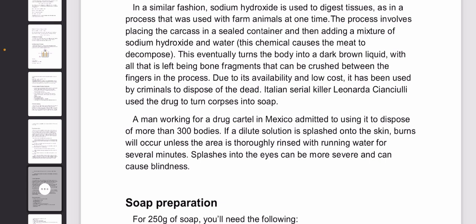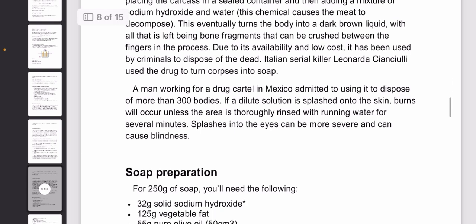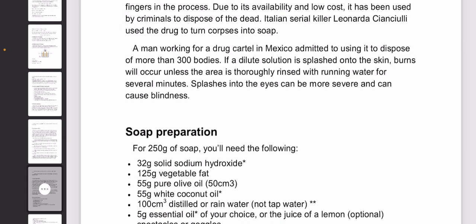Italian serial killer Leonarda Cianciulli used the chemical to turn corpses into soap. A man working for a drug cartel in Mexico admitted to using it to dispose of more than 300 bodies. If a dilute solution is splashed onto the skin, burns will occur unless the area is thoroughly rinsed with running water for several minutes. Splashes into the eyes can be more subtle and can cause blindness.